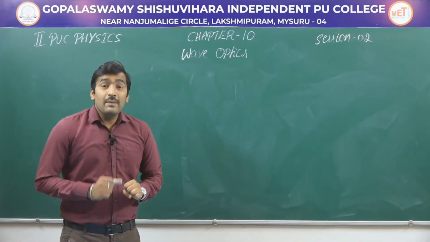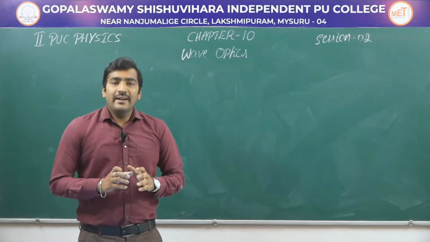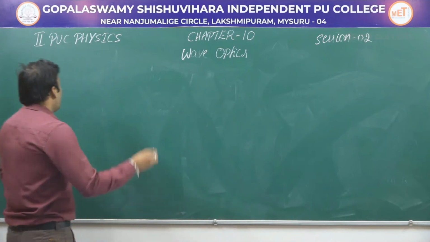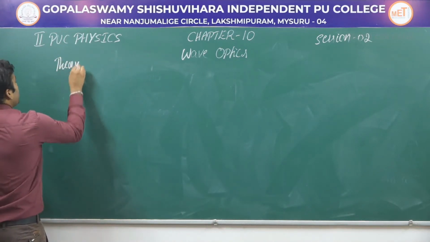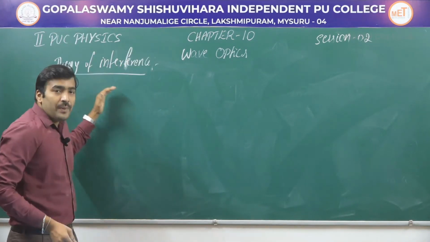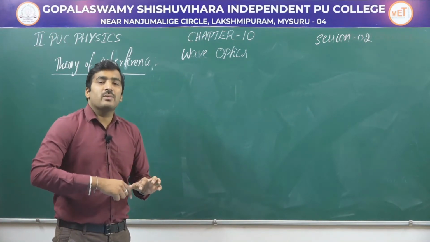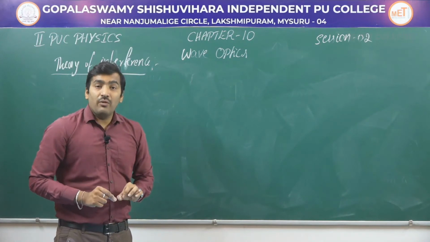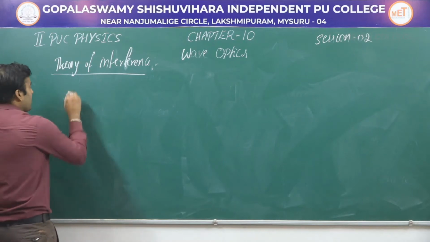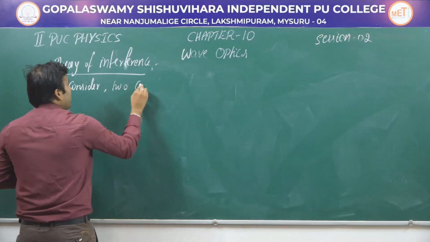Now we'll be moving on to a very important topic, the theory of interference, and using that we need to write the conditions for constructive interference as well as destructive interference. Under this topic we will be learning the derivation of the condition for constructive and destructive interference, which will be asked for 5 marks in your examination. So be very careful with this. First, let us start with: consider two coherent sources.